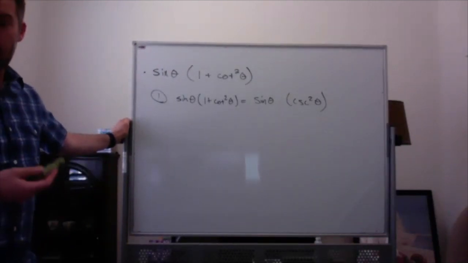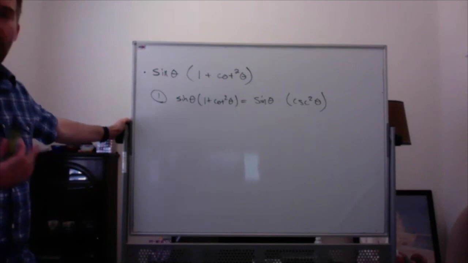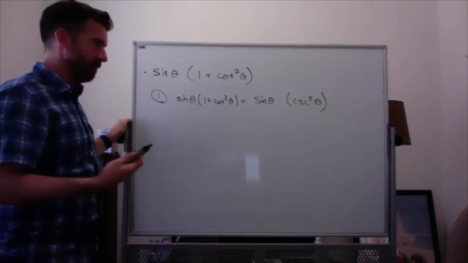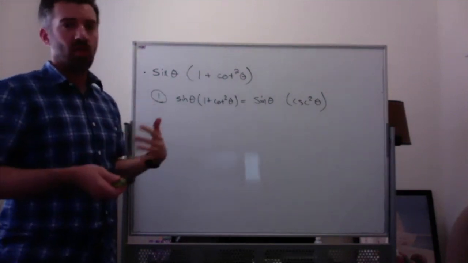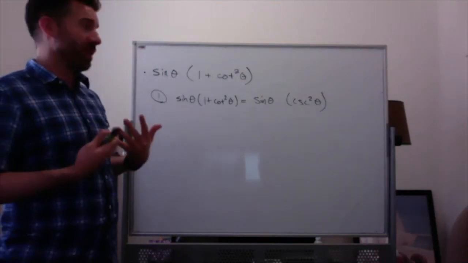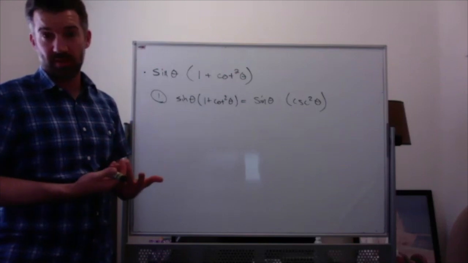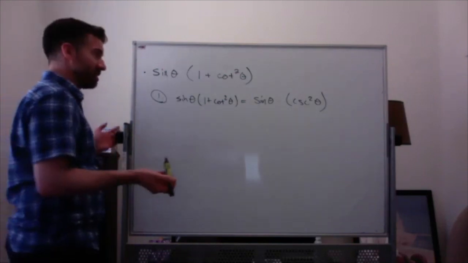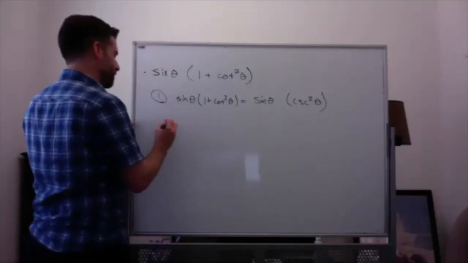That's one way we could start. And then my usual go-to is, if I see cosecant or secant or tangent or cotangent, I often think I'm going to rewrite that thing in terms of sines and cosines. So I'm going to rewrite cosecant squared. Actually, let me show an intermediate step.